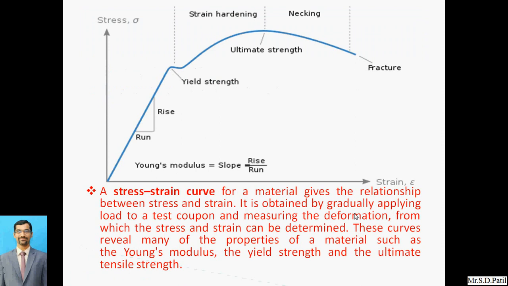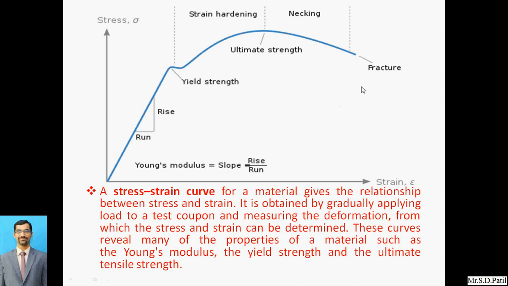So this particular diagram that we have seen in the last lecture, once again we will take an overview of that. A stress strain curve for a material gives the relationship between stress and strain. It is obtained by gradually applying the load to the test coupon and measuring the deformation, from which the stress and strain can be determined. These curves reveal many of the properties of the material such as the Young's modulus, the yield strain and the ultimate tensile strain. So these things we have seen in the last lecture: how we can calculate the Young's modulus, what is the yield strain and what is the ultimate tensile strain.